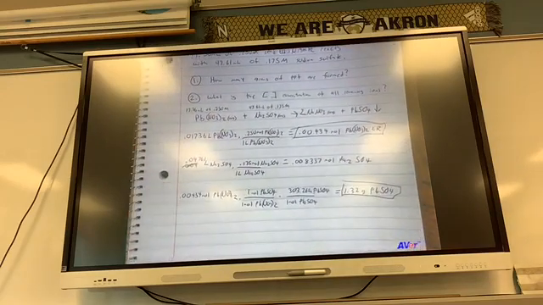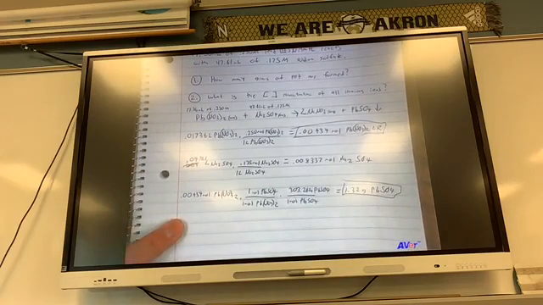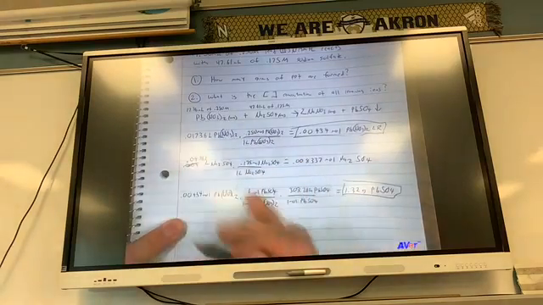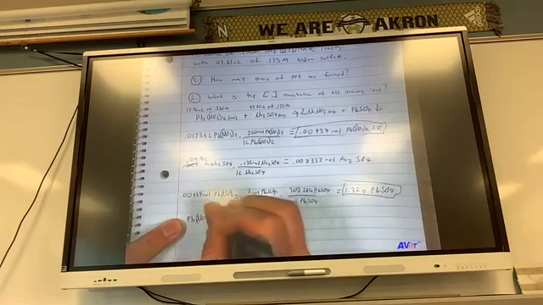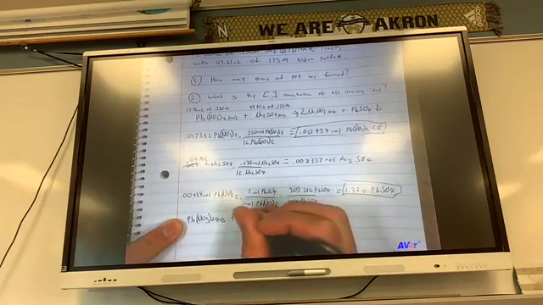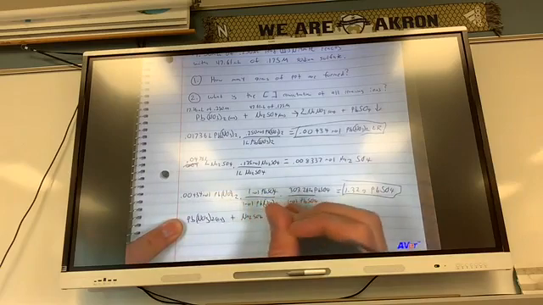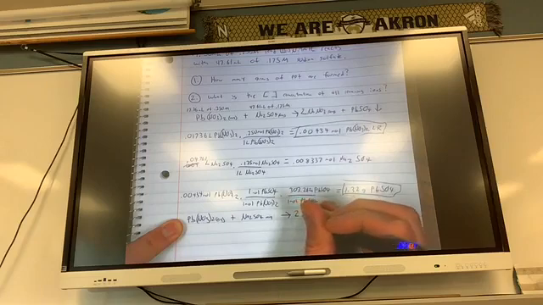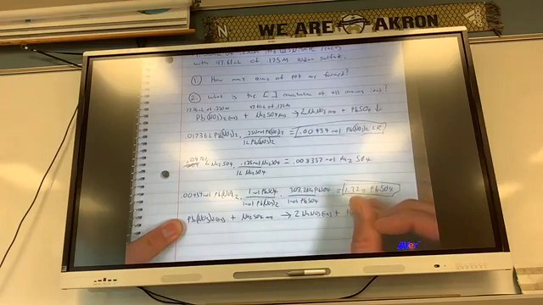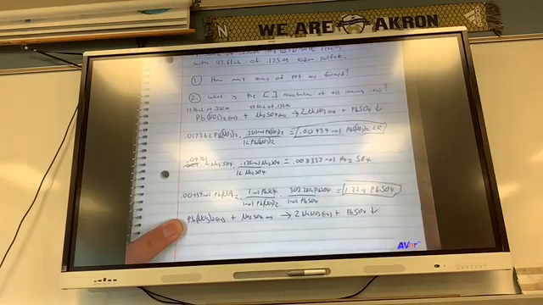Part 2. What is the concentration of all remaining ions? Any guesses of what we're going to have to do here? Break it up into net ionic equation. You got it. So I'm going to write my equation again down here just so I can see it a little bit better. Pb(NO3)2 aq plus Na2SO4 aq yields 2 NaNO3 aq plus PbSO4 precipitate.